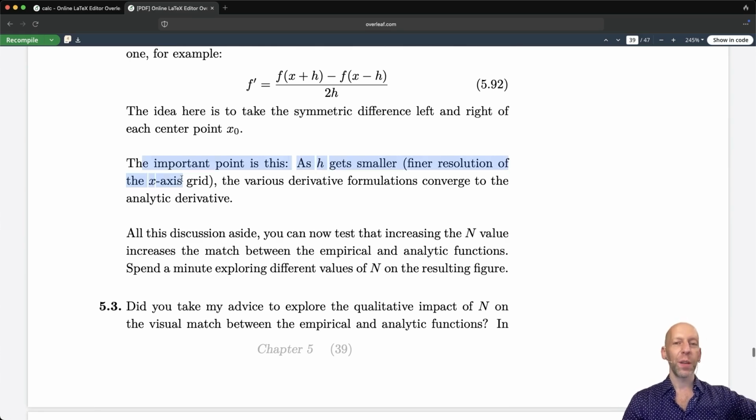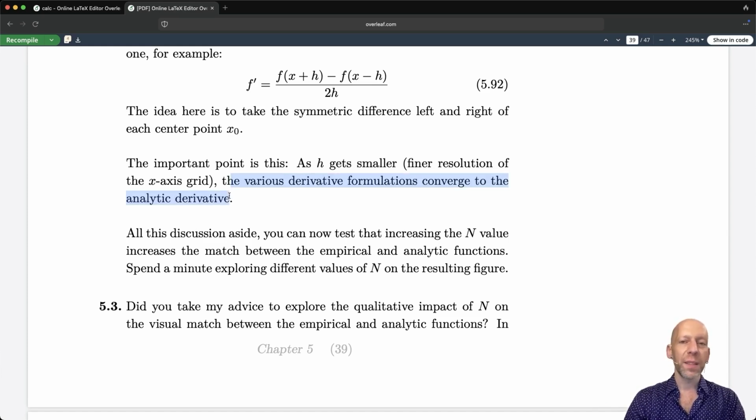Okay, but the important point is this. As h gets smaller, which means delta x, which means the resolution of the x-axis grid is getting smaller, so we have more points that we're evaluating in the function, all of these different ways of formulating the derivative and also choosing which x-axis value to plot, they all converge to the true analytic derivative. So as you increase the number of points that you're sampling in the function, these discrepancies that we see in the plot will get smaller and smaller and smaller until we get to a point where they don't actually matter.